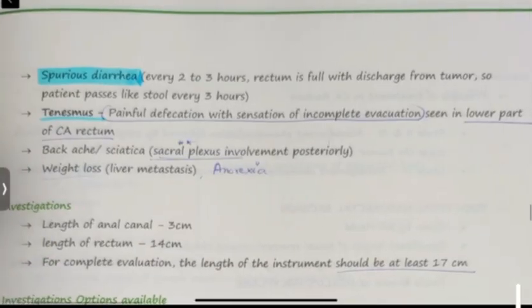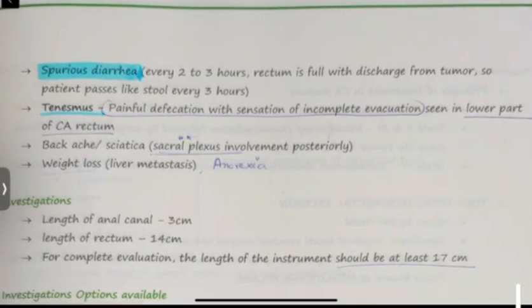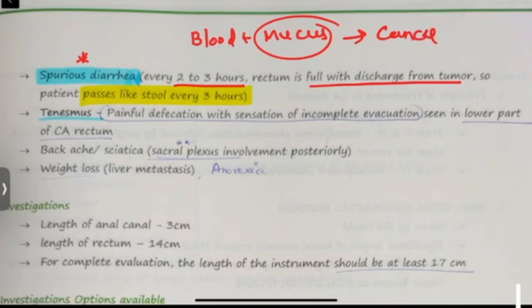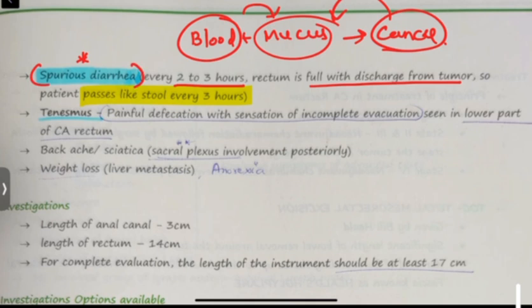Another clinical feature is spurious diarrhea. That is, every 2 to 3 hours the rectum is full with discharge from the tumor, and so the patient passes stools about every 3 hours. It is mainly blood plus mucus, and this mucus is because of the tumor. The tumor fills the rectum with mucus and blood, because of which every 2 to 3 hours the patient feels he has to go for defecation, and that diarrhea is called spurious diarrhea.